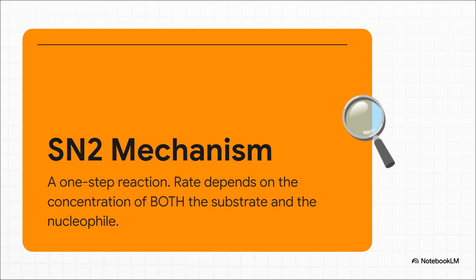The 2 stands for bimolecular. This means the rate of the reaction depends on two things: the substrate, which is your alkyl halide, and the attacking nucleophile. It all happens in a single concerted step. The nucleophile attacks from the back, while the halogen leaves from the front, kind of like an umbrella flipping inside out in a strong wind. This flip is called inversion of configuration.